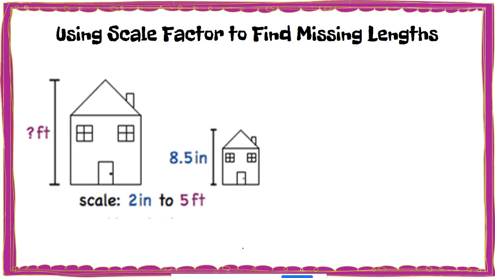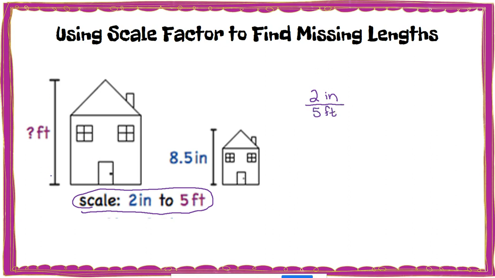We can use scale factor to find missing side lengths. In this example, you see that we have a scale drawing of a house compared to the actual size of the house. The scale factor used for the drawing is 2 inches for every 5 feet. Whenever we're given a scale factor, we can use it to make a ratio. This scale factor is 2 inches to 5 feet, so I will write it as 2 inches over 5 feet.